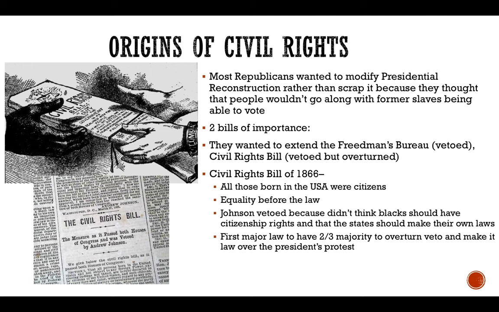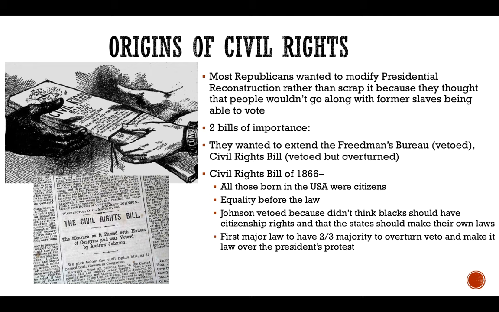What you have in this time frame is also the origin of modern civil rights. Certainly, it didn't move up to the point that we're talking about eventually in the 1960s or even today. But this is where you can start to really see this movement taking form. Most Republicans wanted to modify presidential Reconstruction rather than completely scrap it because they thought people wouldn't go along with formerly enslaved people being able to vote.